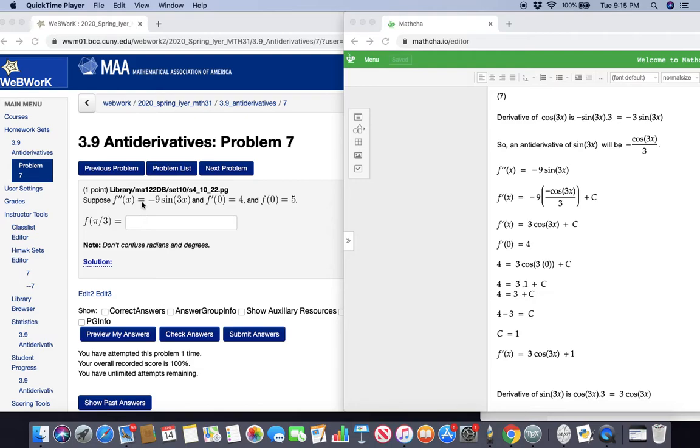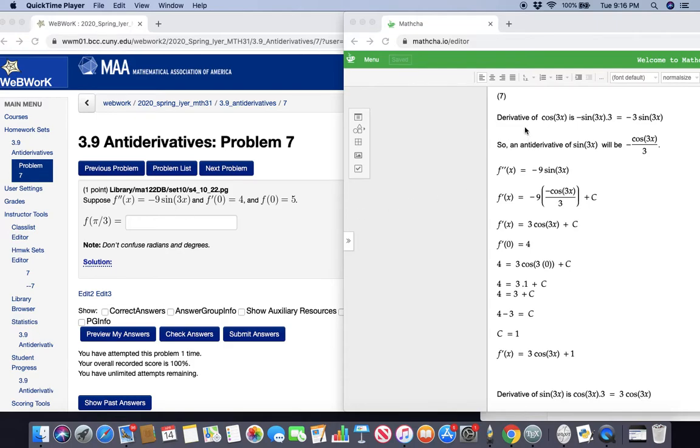Yes, an equation involving a derivative is a differential equation, with conditions at 0. Such conditions are called initial conditions. You want to solve the differential equation, that is, find f and then plug in pi over 3. Okay, that's the question. Somewhere here you have sine of 3x. In other words, you need to find the antiderivative of this at some point.